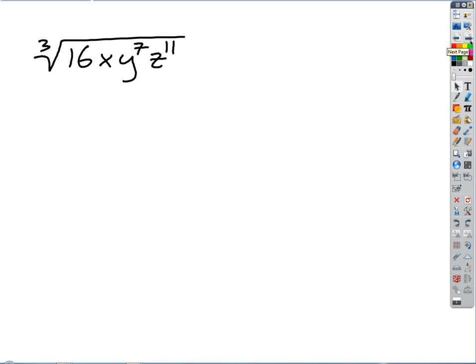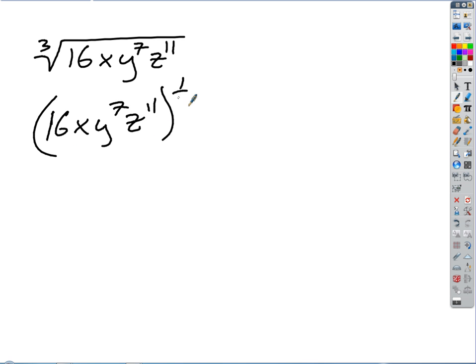Okay, so what about this guy? Look what we can do with this now. I'm going to work through this once with all the steps, and then we'll do one where we don't write any steps down. You'll see how easy it is. If I write this out as a 1/3 power, I just get 16 x y to the 7th z to the 11th, all to the 1/3.